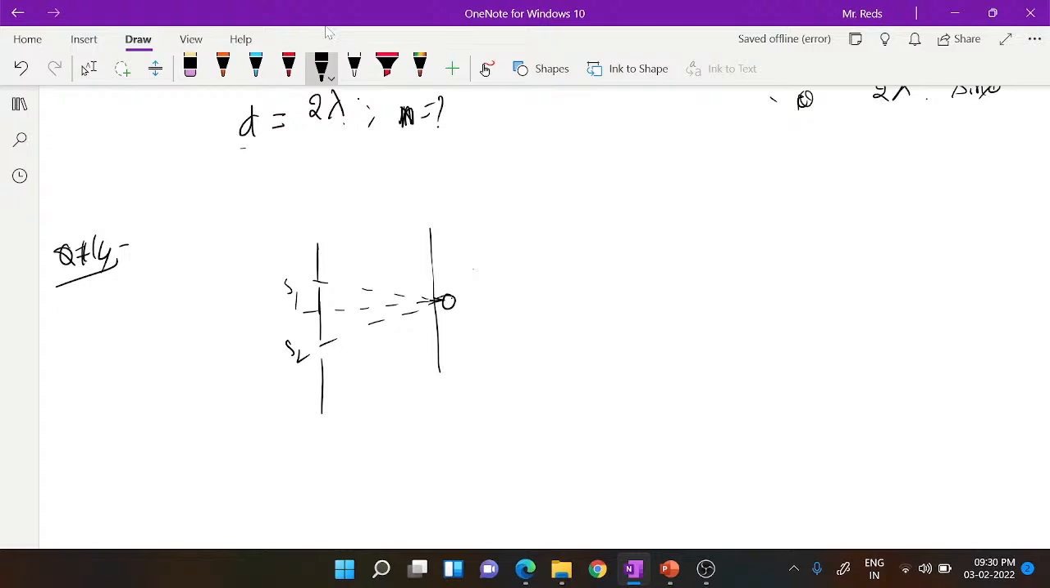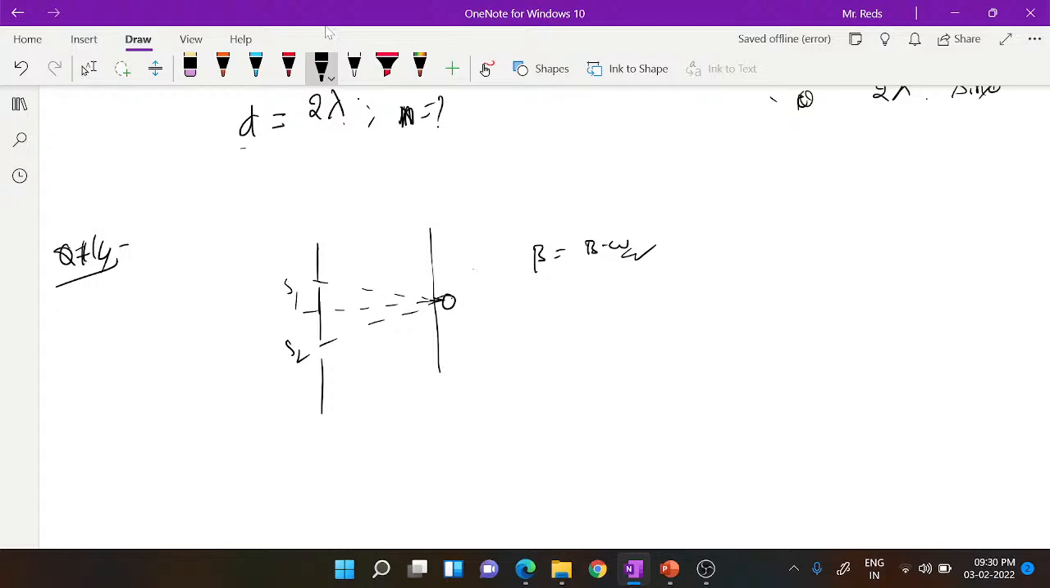If beta is the bandwidth, beta is bandwidth, that is the minimum distance between two points on either side of the bright fringe.